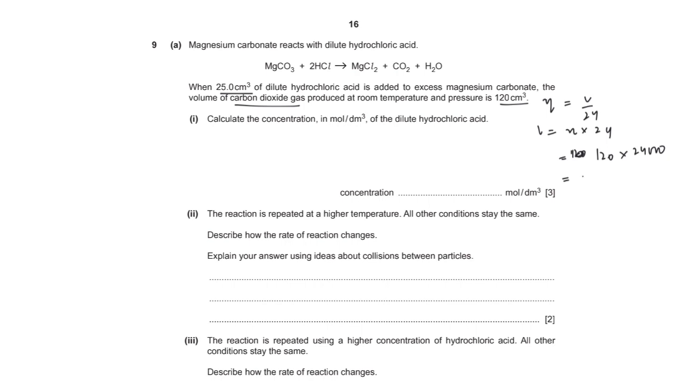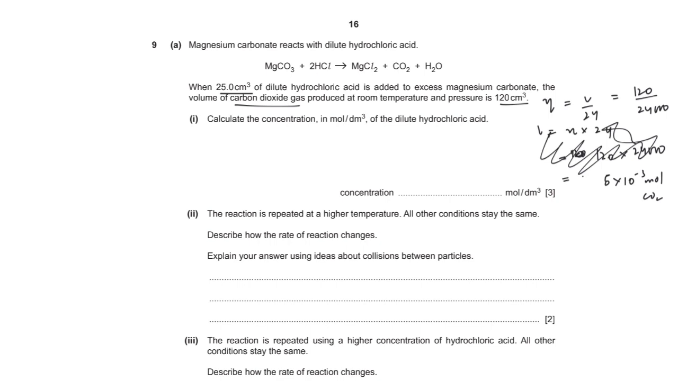Volume will be equal to moles in a second. We need to calculate moles, right? So we didn't need to manipulate the formula. The volume was given as 120 divided by 24,000, and the answer would be 5 into 10 to the raised power minus 3 moles of carbon dioxide.